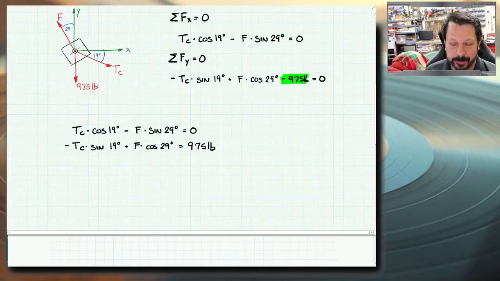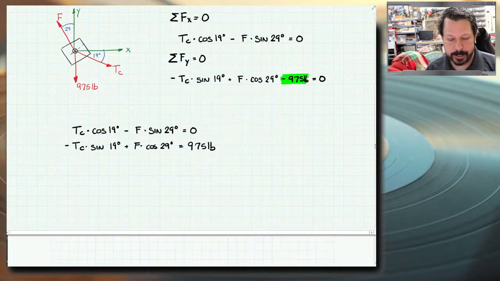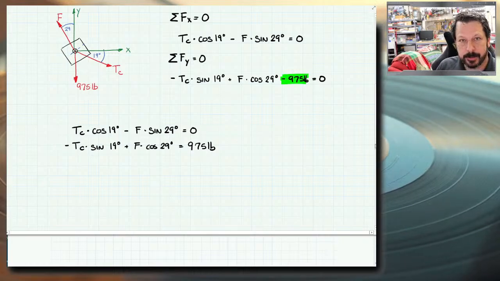Now there are only two here, so I probably could just use substitution or just add the equations together, something pretty straightforward. But I want to start setting up a way that's going to help us solve if there are more than two equations to solve. So a couple of things.